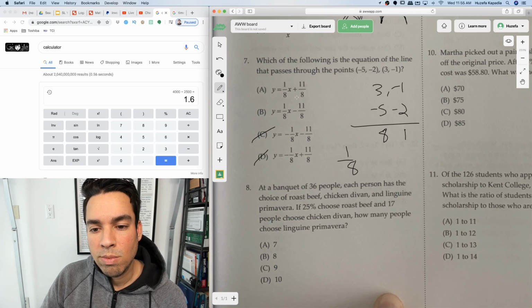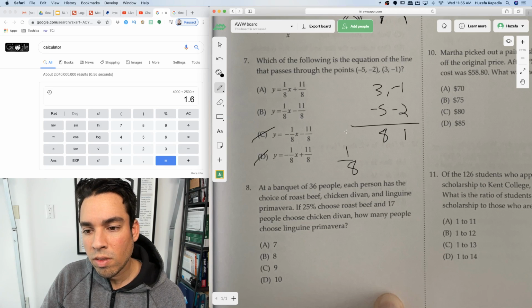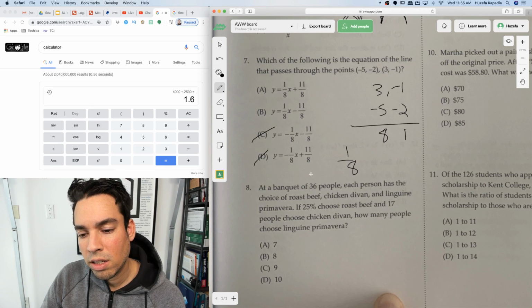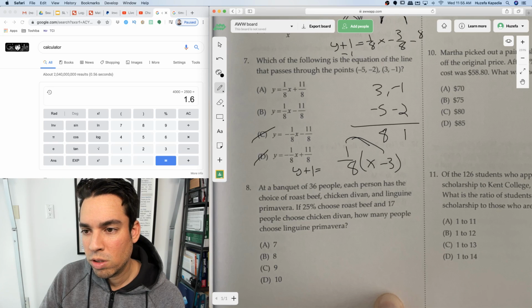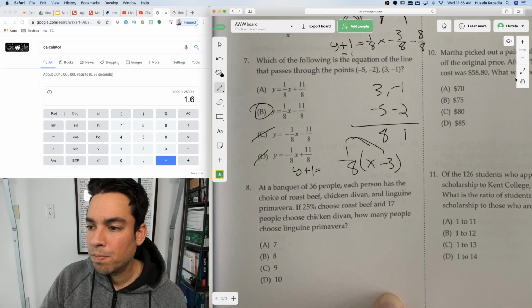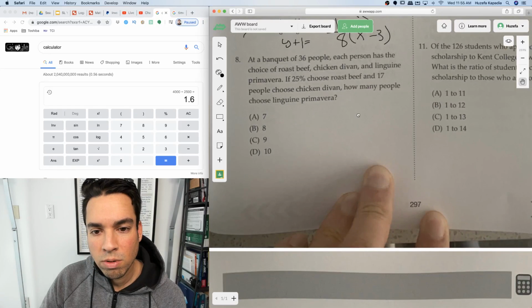And then we figure out which one is the y-intercept. So I'm going to choose the second coordinate just for fun. y plus 1 equals 1/8 times x minus 3. That's point slope. Let's distribute. And then we have y plus 1 equals 1/8 x minus 3/8. And then I'm going to subtract 1, which is really subtracting 8/8, which gives me a -11/8, which is this guy. Okay, so point slope to slope intercept form.